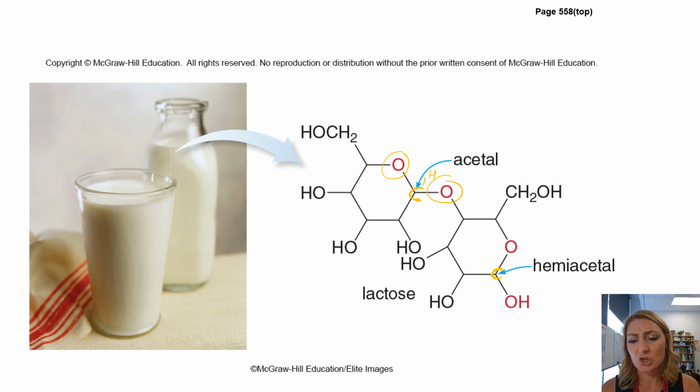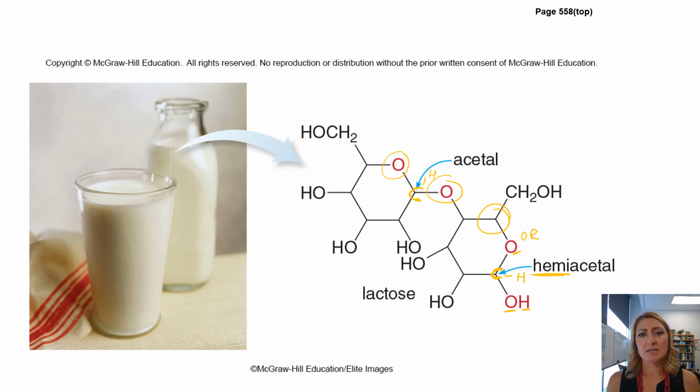Down lower, we see a good example of a hemiacetal. So this oxygen is attached to anything besides a hydrogen. So this is our OR group. And the second oxygen has a hydrogen on it, which makes it a hemiacetal because this carbon was at the end of a chain.